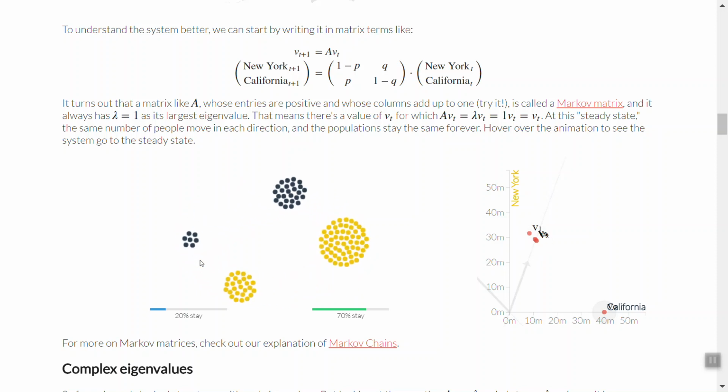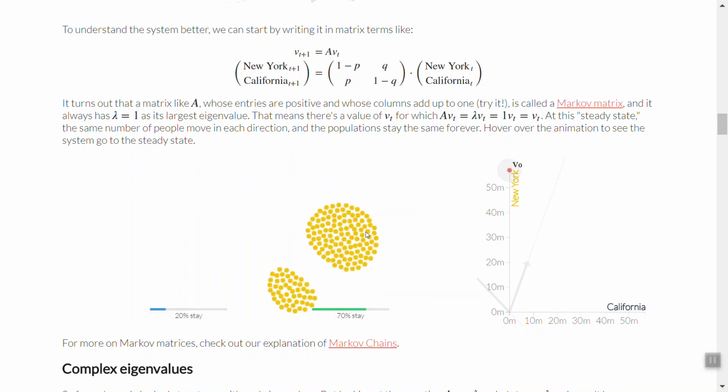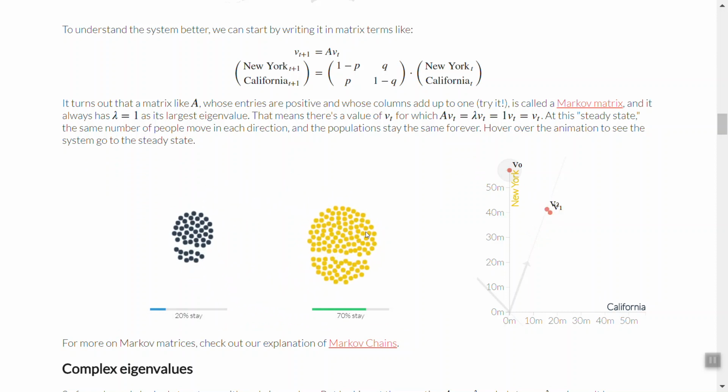Now we've reached kind of equilibrium, where the amount leaving is the amount coming in. Or we could change it around this way. Some go over here, and then 80% leave, and so on and so forth.